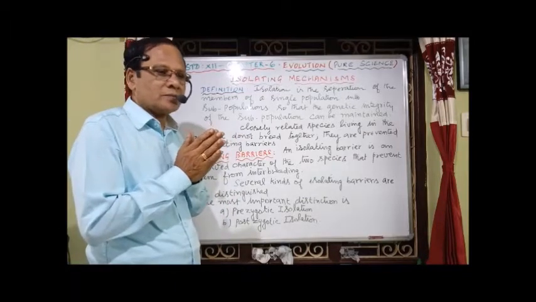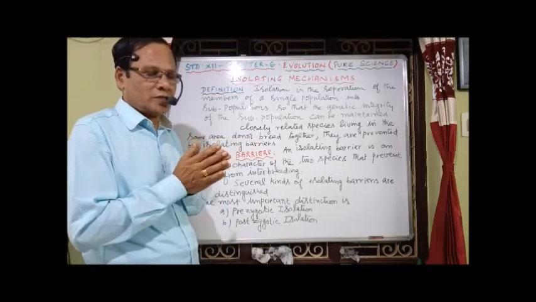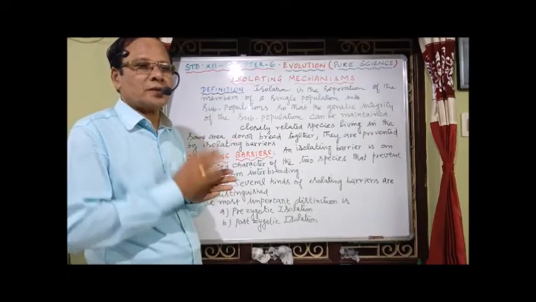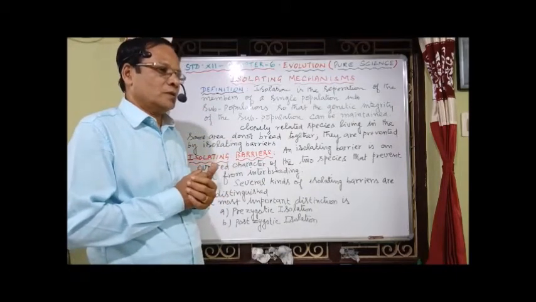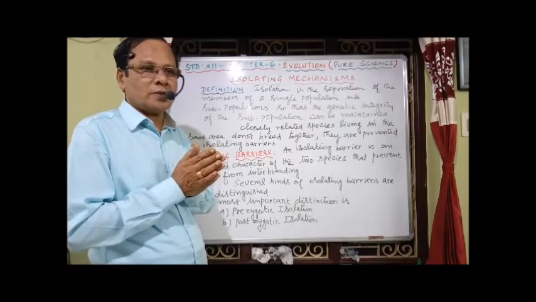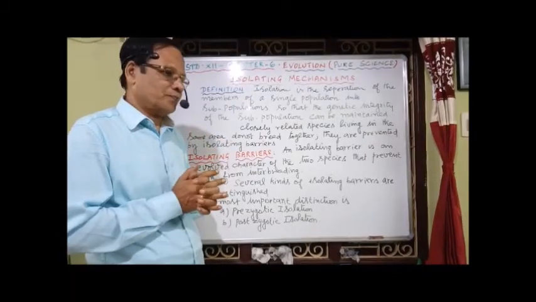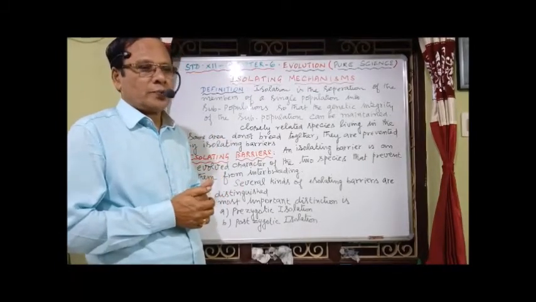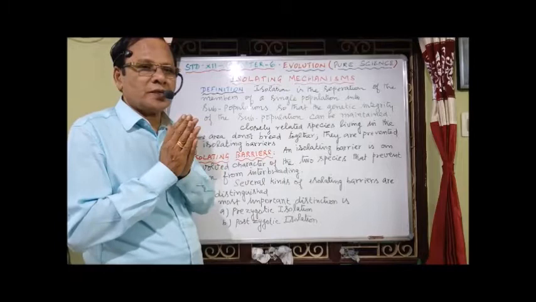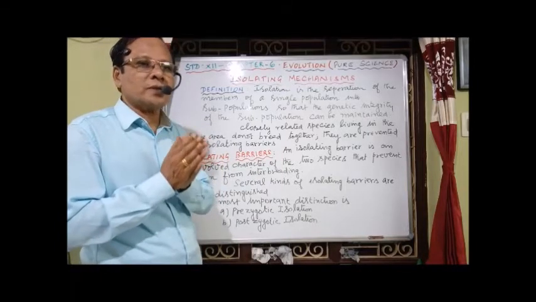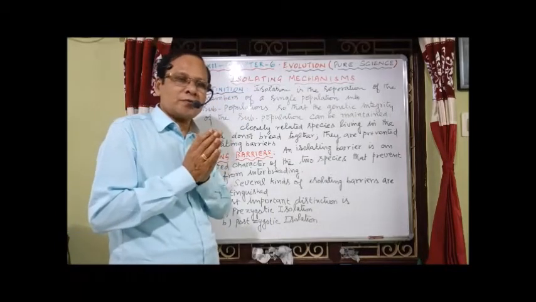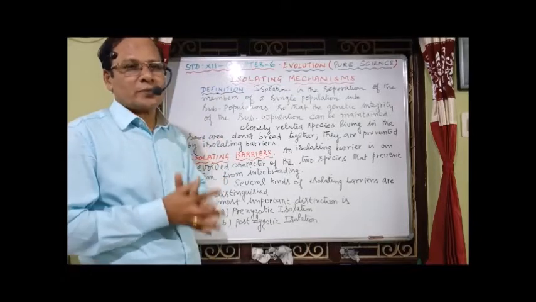The isolating barriers may be geographical isolation or reproductive isolation. So we have mainly geographical isolation and then reproductive isolation. We'll talk about them. These two isolating mechanisms are responsible for preventing interbreeding between the individuals of the same species. So what will happen? A single population is divided into many subpopulations. They maintain the genetic integrity because they are separated by means of barriers. And these barriers that prevent them from interbreeding are called isolating barriers.